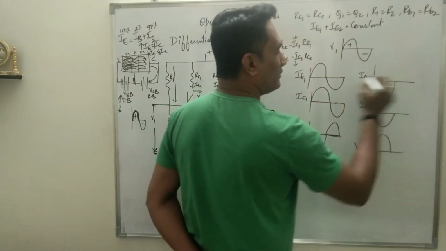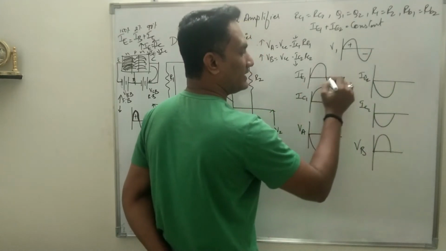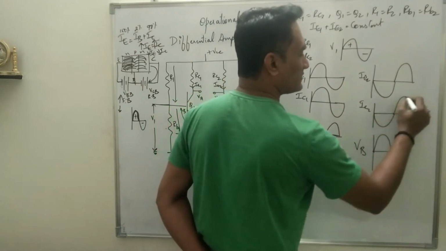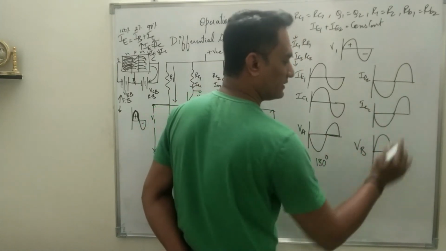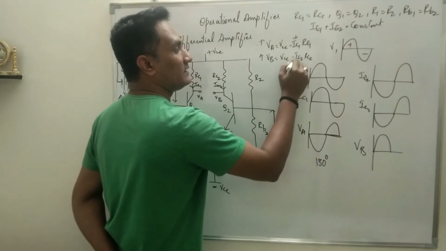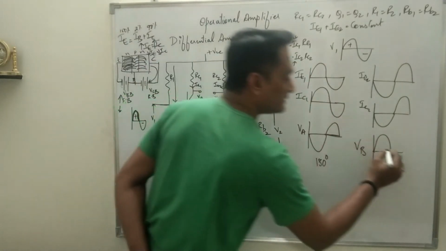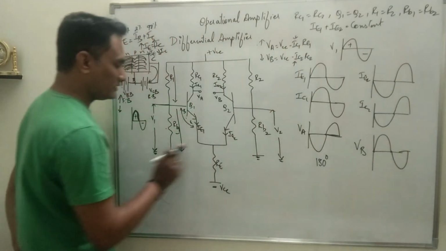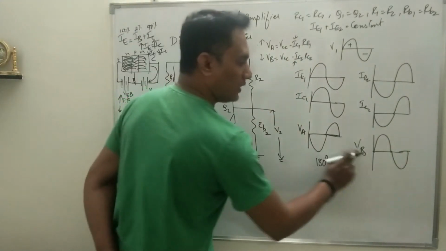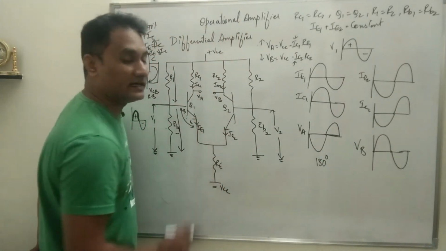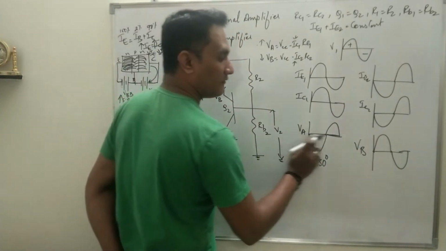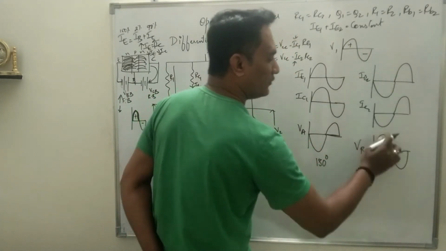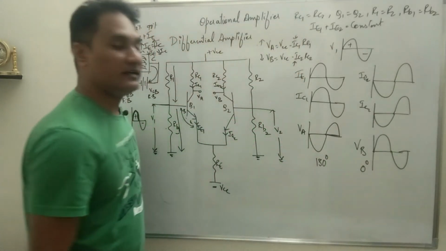Similarly, during the negative half cycle, as IE1 decreases, IE2 increases, therefore IC2 increases, and when IC2 increases, VB decreases. Okay, VB decreases. So now for one input applied at V1, we get two outputs, one at VA and one at VB. At VA you are getting a 180 degree phase shift, and at VB you are getting a 0 degree phase shift.